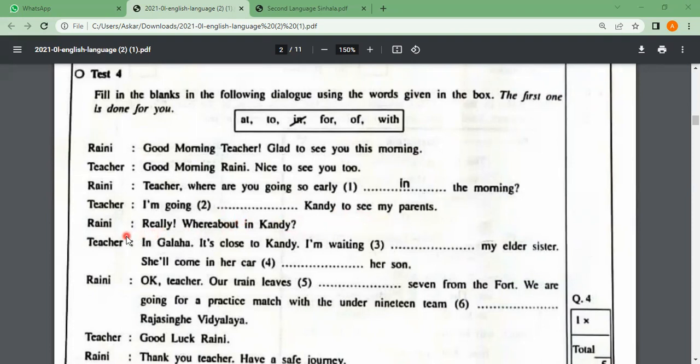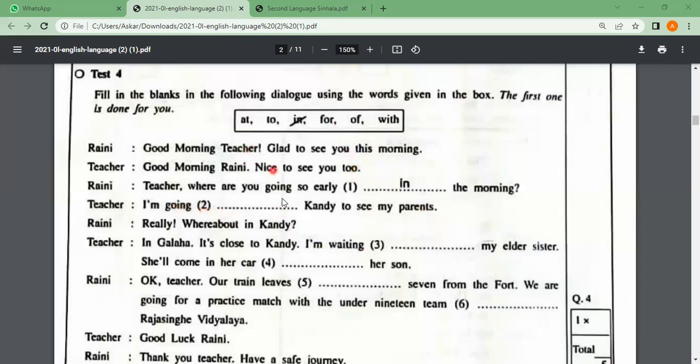Rainy is saying, "Really? Where about in Candy?" So she is asking, in Candy, where are your parents living? The teacher is saying, "In Galahad, it's close to Candy. I'm waiting dash my elder sister. She will come in her car, dash her son." So her parents are living in Galahad near Candy.